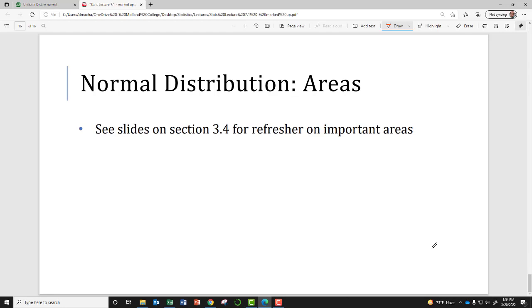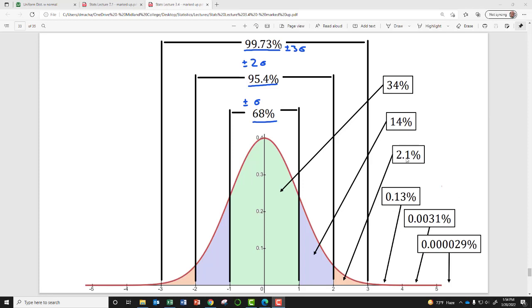And then we also might take just a quick look back at section 3.4 for a refresher on the important areas associated with the normal distribution before we go. So here's that slide that I was talking about that shows the important areas here. So just in this sliver that this arrow is pointing to, that's 34% of the area underneath this red curve, the red curve representing the probability density for the normal distribution, hence the bell shape.